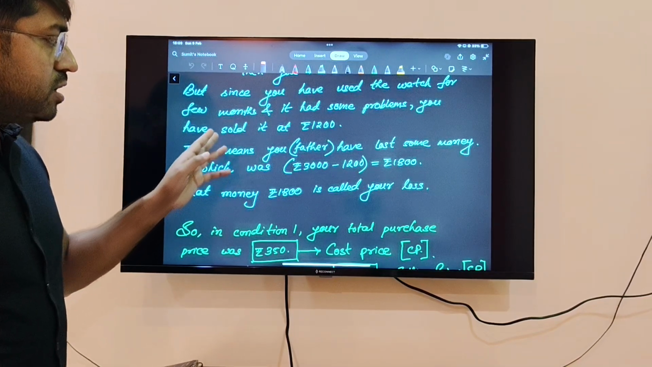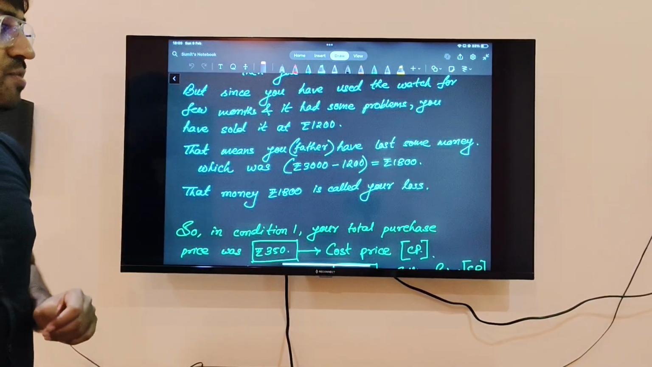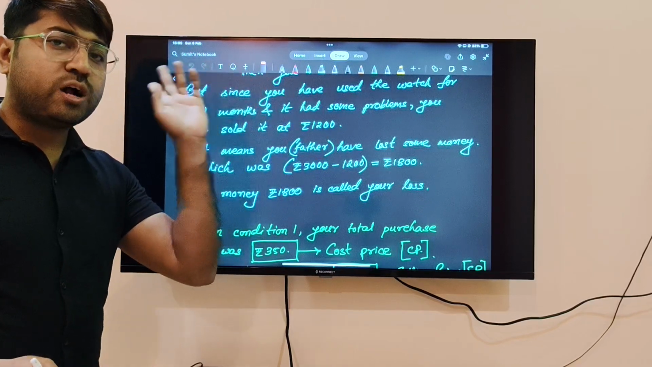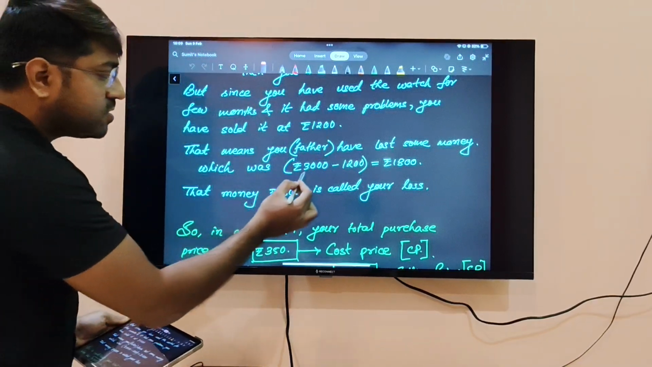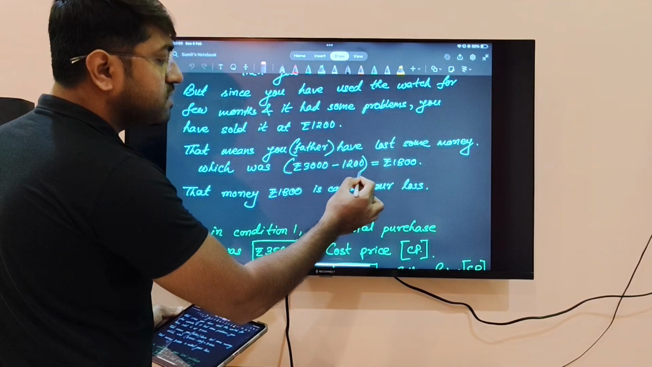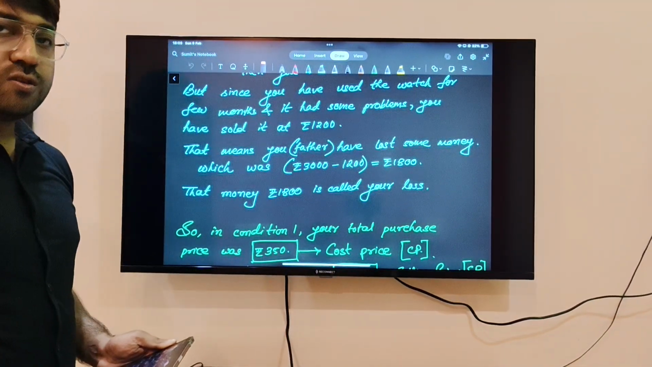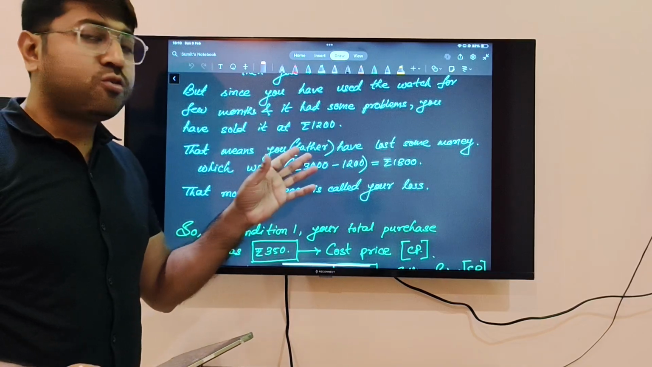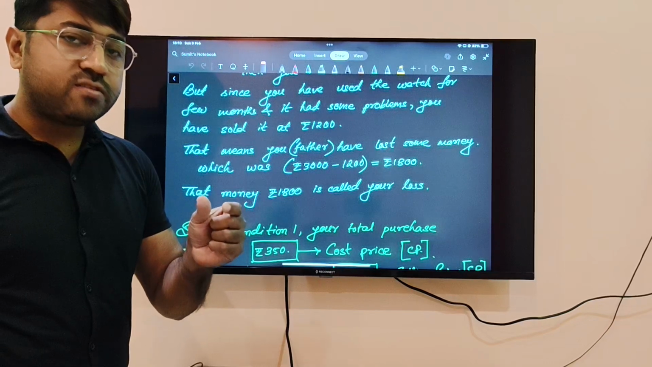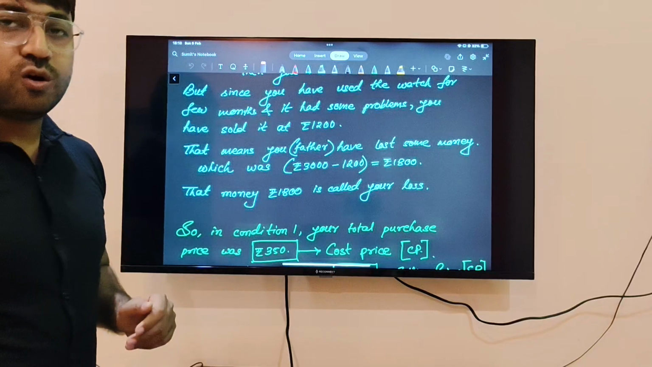That means you or your father have lost some money. What was the lost money? There is a price gap, price difference between the 1200 and the price at which you have bought. That is 3000 your purchasing price, and 1200 you have sold it. So the price gap is 1800. That is your loss, because at some amount you have bought and at a lesser amount you are selling it. So the difference is actually your loss. That 1800 money is called your loss.